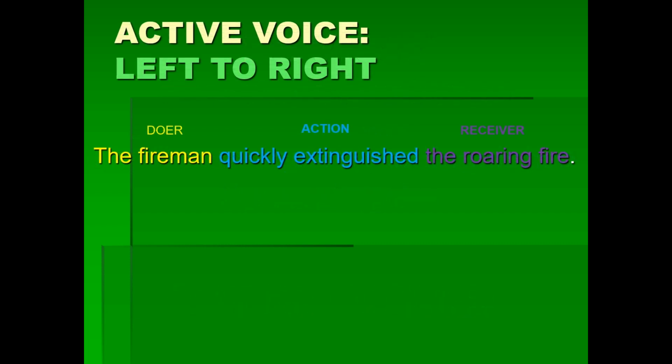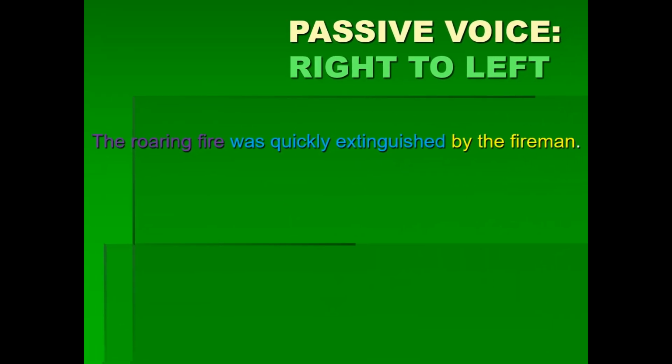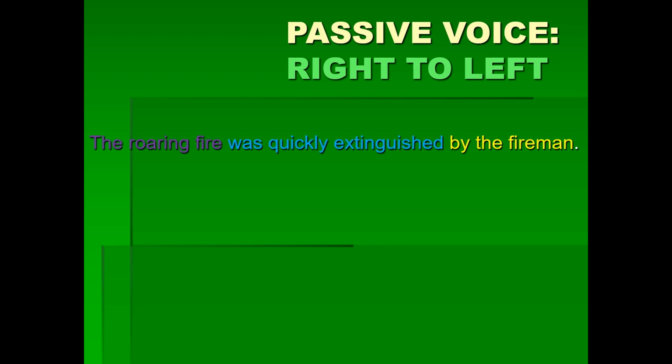With this active voice sentence, the action is moving from left to right. The fireman is the doer of the action, quickly extinguished. Now let's look at the same idea in passive voice. The roaring fire was quickly extinguished by the fireman. Now notice the subject of the sentence, the roaring fire, is not the doer of the action, was quickly extinguished. In fact, the roaring fire is the receiver of the action. The action actually moves from right to left.